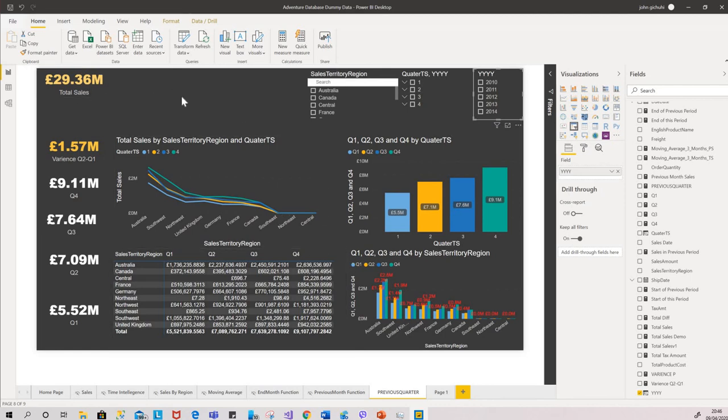And that is how I calculated my variance. Please let me know in the comments if you have another way of calculating the variance of quarters in a year.